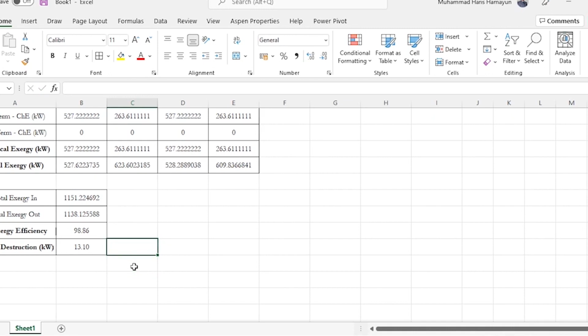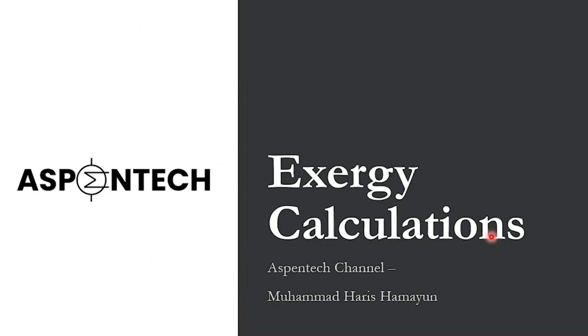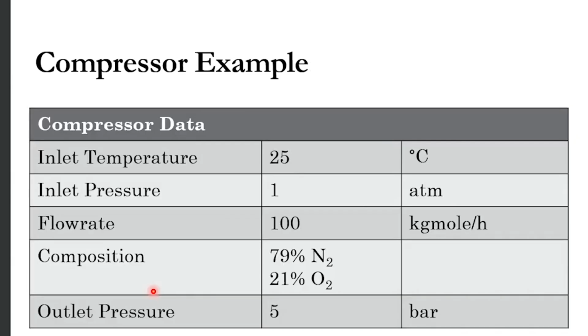So that's how the exergy of an equipment is calculated using Aspen Plus, and we are now using Aspen HYSYS for this. So we have been given compressor data. Stream data is temperature 25 degrees centigrade, pressure 1 atm, flow rate 100 kg mole per hour, and the composition is 79 mole percent nitrogen and 21 mole percent oxygen. And we have to compress it to a pressure of 5 bar.